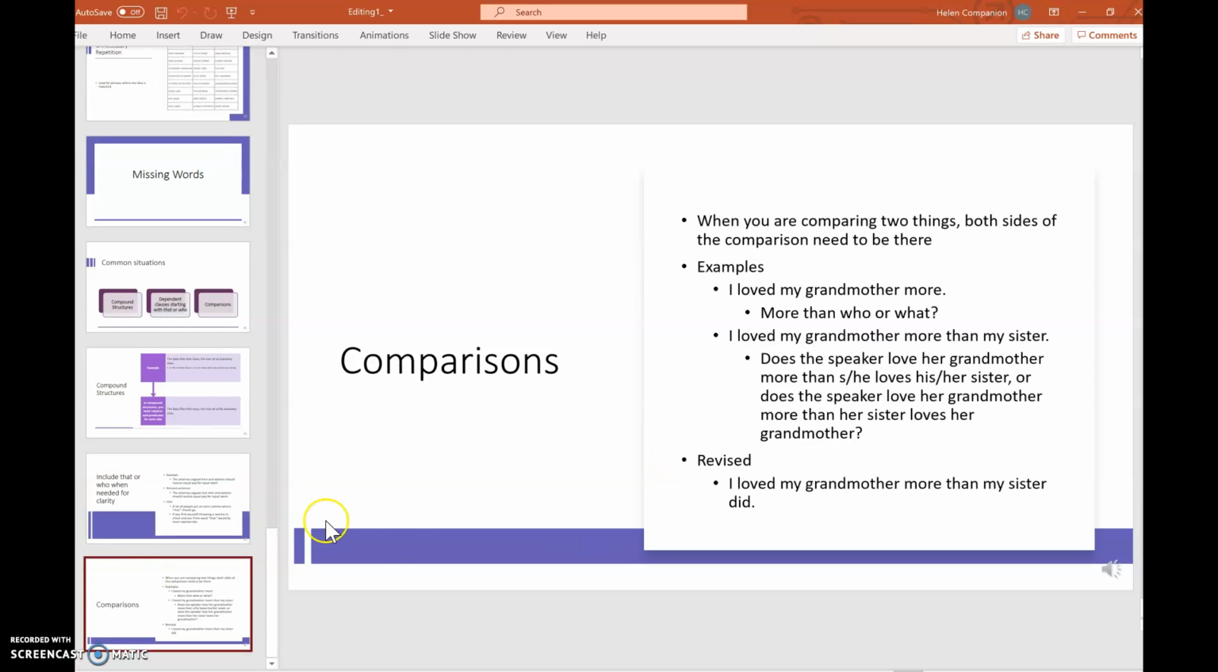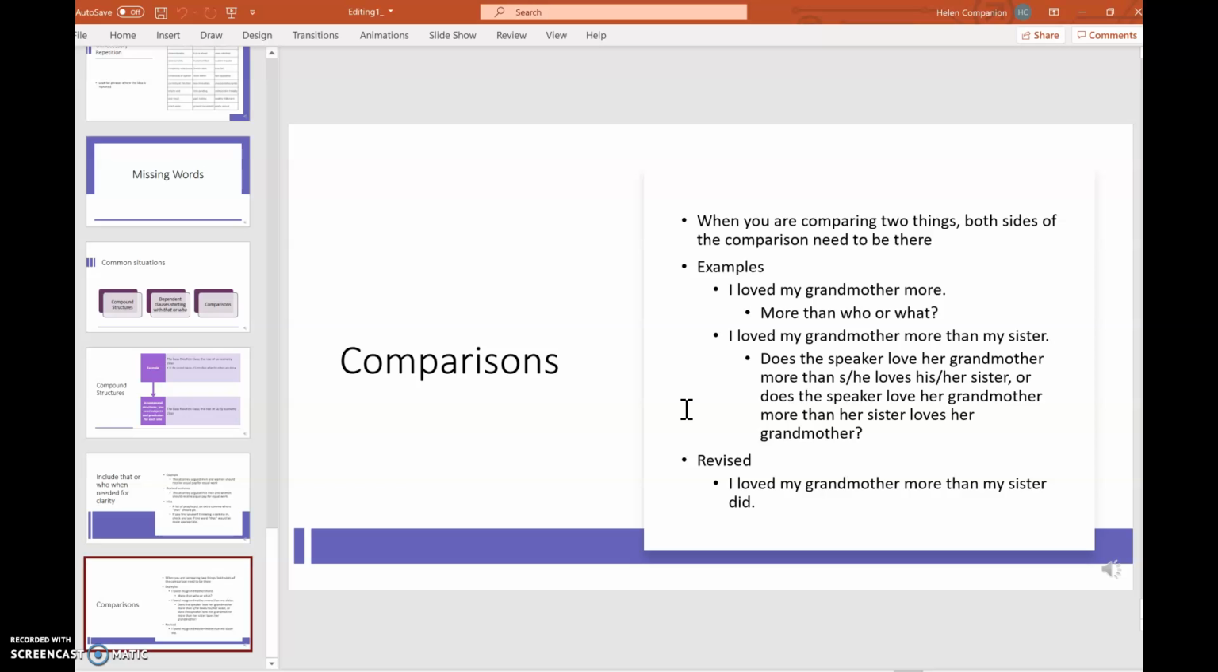And then finally, this is a little bit of a pet peeve of mine, but comparisons. When you're comparing two things, both sides of the comparison do need to be there. So, for example, I loved my grandmother more. Well, I loved my grandmother more than who or what? We don't know what the other half of that is. So a revision of that sentence might be, I loved my grandmother more than my sister.